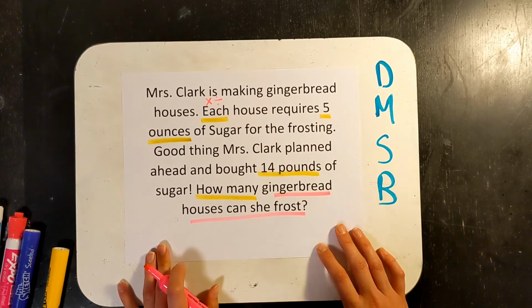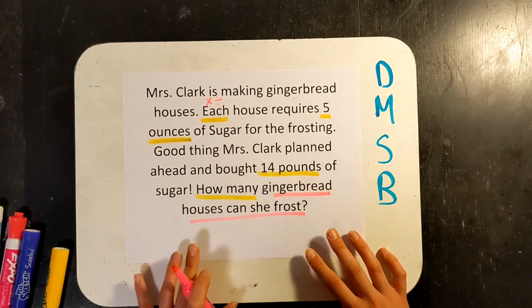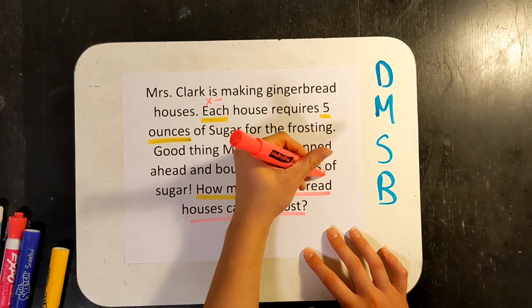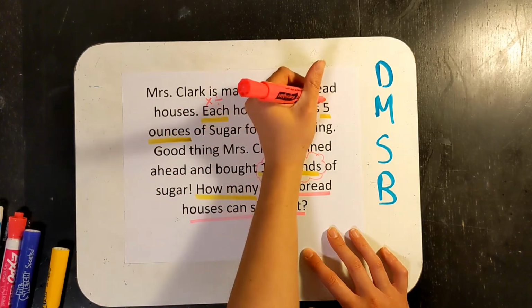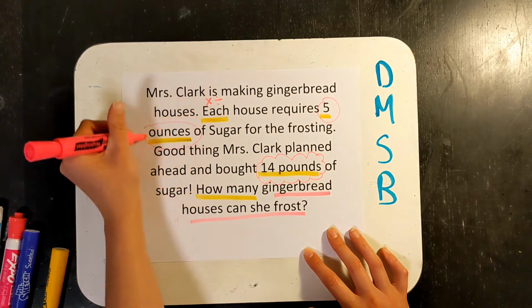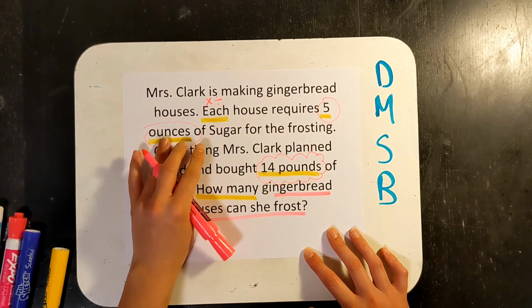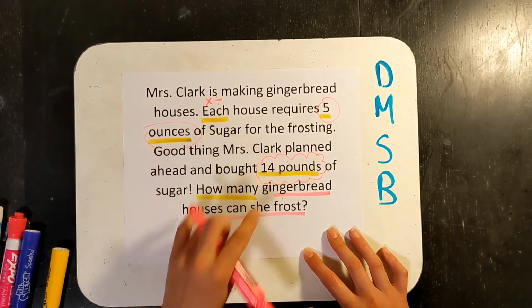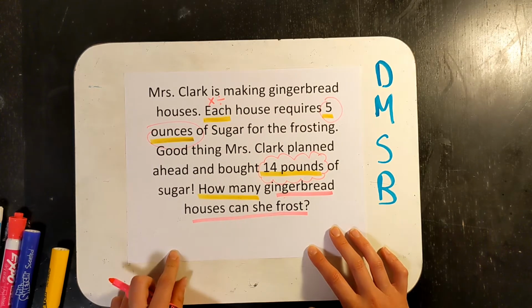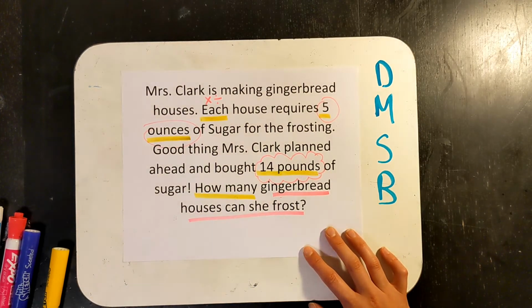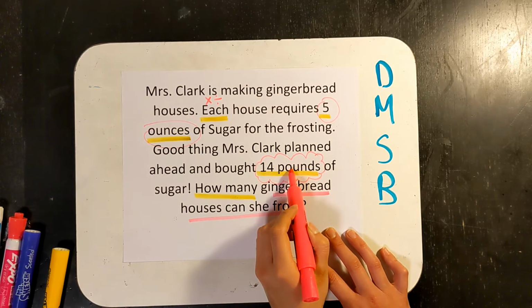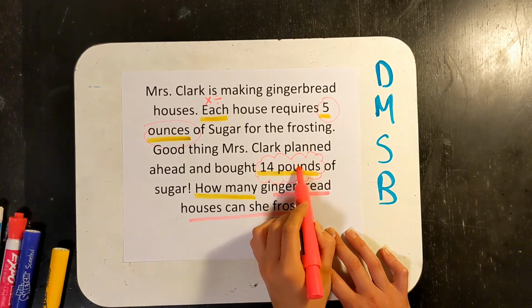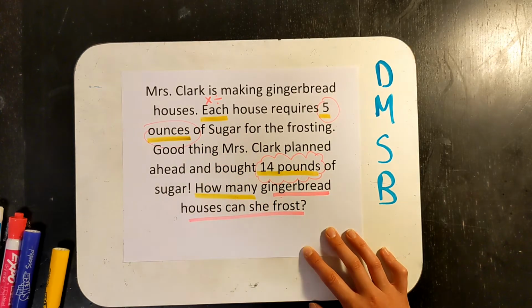The first thing we need to do is figure out how much sugar we have. So I have 14 pounds of sugar, but each gingerbread house takes 5 ounces. Given these two things, what is the first thing that we need to figure out? We need to figure out how many ounces are in 14 pounds. So we need to take these 14 pounds and convert them into ounces.